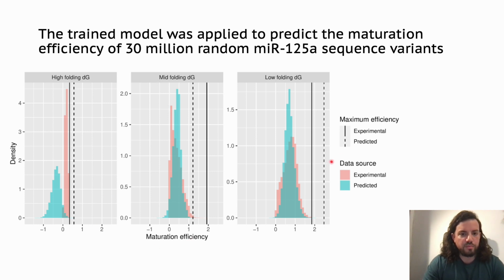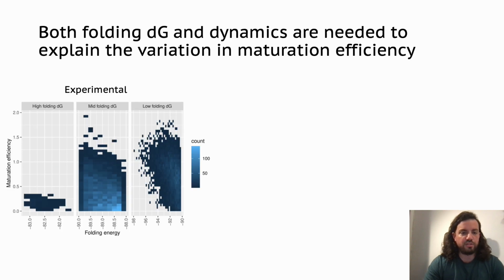And so here we plotted the maximum efficiency that was measured, because since there are so many sequences, we cannot see the bins in the histograms. And so interestingly, for the low folding energy, so the highest maturation efficiencies, we have a predicted efficiency that is higher than all that were measured in the dataset. So it could be interesting to test this experimentally, and we're actually testing some predicted sequence variants.